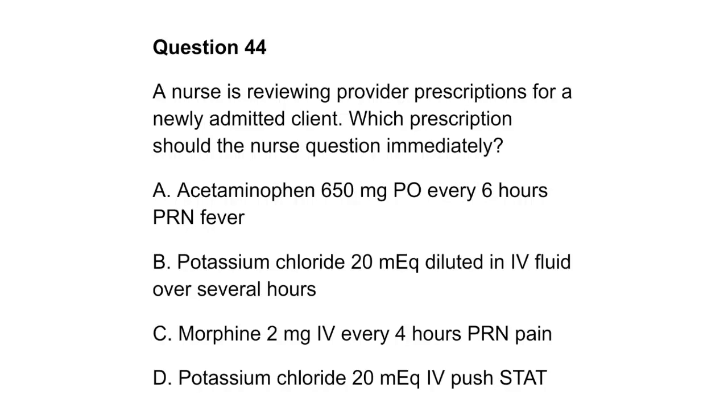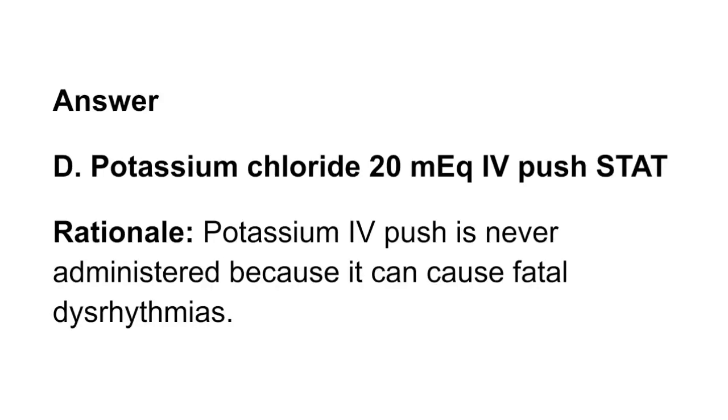Question 44. A nurse is reviewing provider prescriptions for a newly admitted client. Which prescription should the nurse question immediately? A. Acetaminophen 650 mg PO every 6 hours PRN fever. B. Potassium chloride 20 milliequivalents diluted in IV fluid over several hours. C. Morphine 2 mg IV every 4 hours PRN pain. D. Potassium chloride 20 milliequivalents IV push stat. Answer: D. Rationale: potassium IV push is never administered because it can cause fatal dysrhythmias.